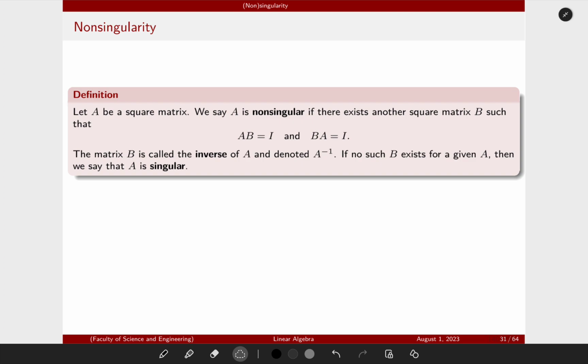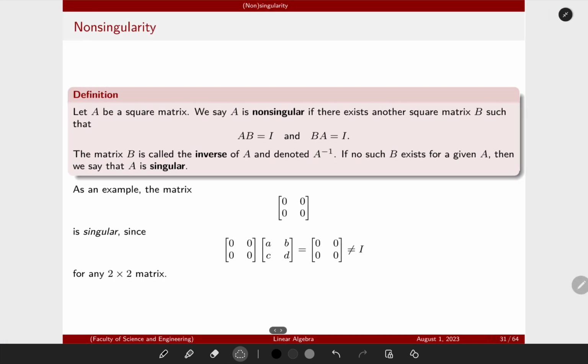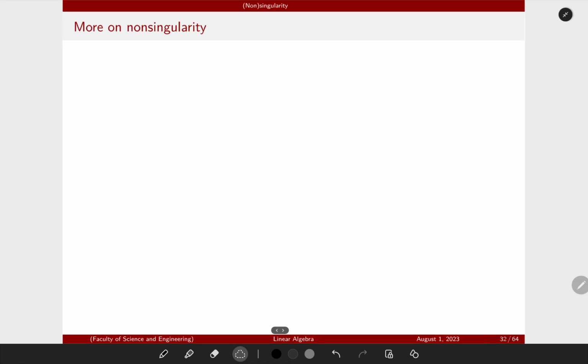So we can see an example now of a singular matrix. This matrix, the 0 matrix, 2 by 2, any 0 matrix will be singular. It is singular because if we take an arbitrary matrix, A, B, C, and D, they can be any real or complex number, it does not matter. If we multiply this, we obtain 0, 0, 0, so the 0 matrix again, which is obviously not the identity matrix. So there does not exist a 2 by 2 matrix B such that the 0 matrix times B, or the other way, is identity. So this is a singular matrix.